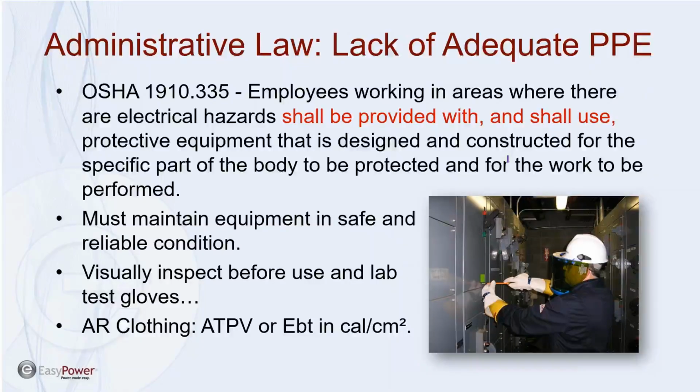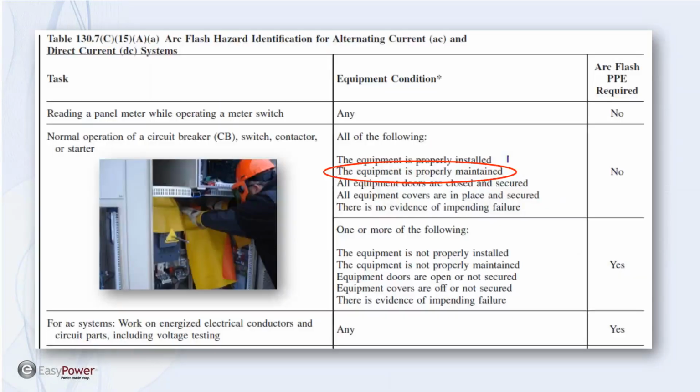Arc rated clothing is inherently fire resistant, so you can use that for both. FR, fire resistant clothing, is not typically arc rated. So it has to have a calorie per square centimeter rating on it in order to be considered arc rated clothing. So that's important. This is Table 130.5(C) in the NFPA 70E standard, and it's your risk assessment table.